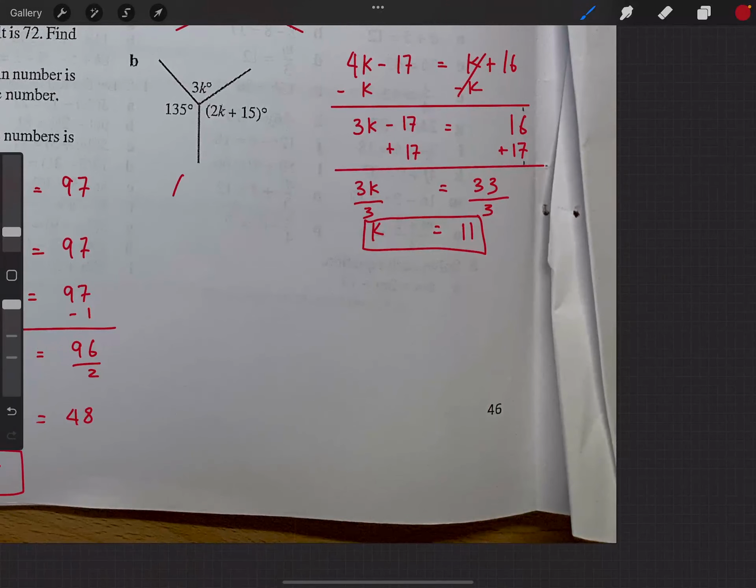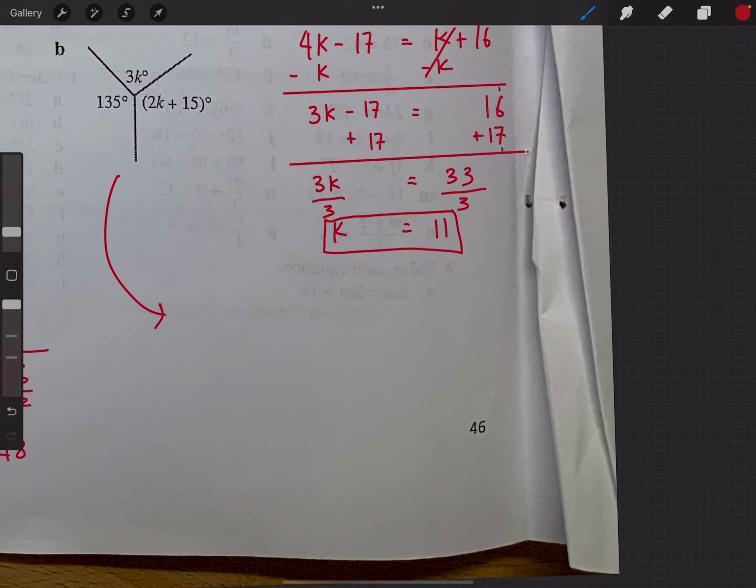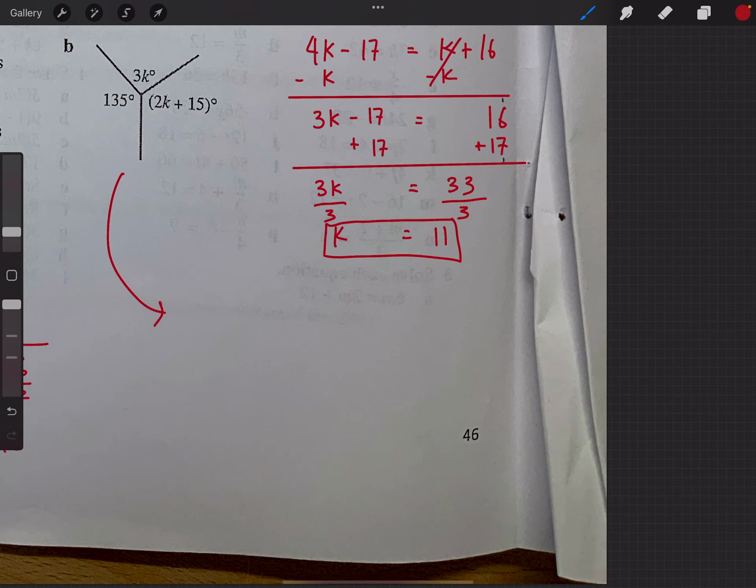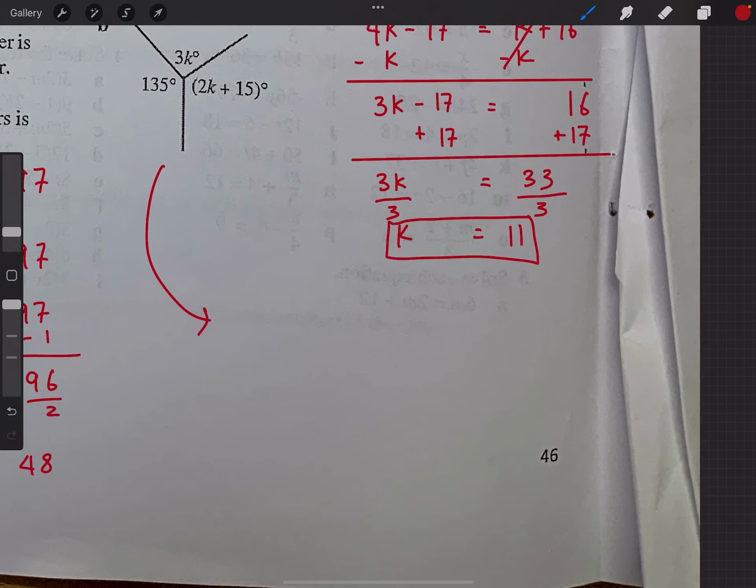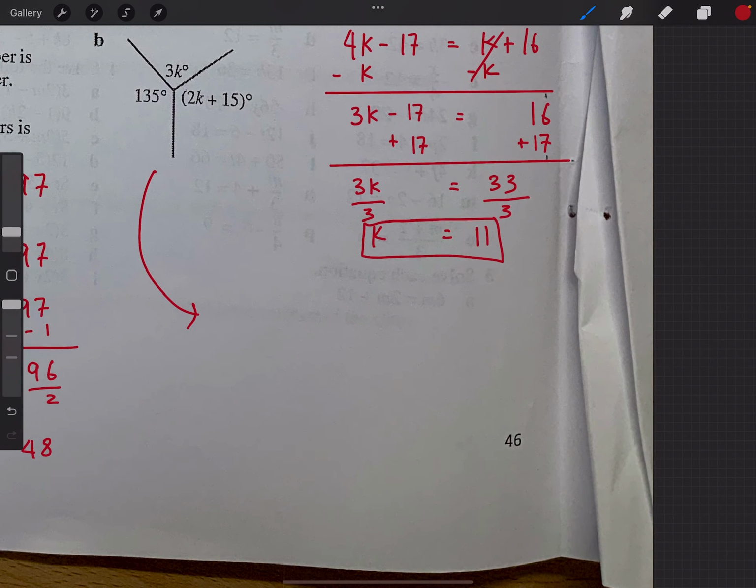Okay, question B. Alright, how do we solve for k? We need to give it some sort of an association, okay? So it has to equal something. Something has to add up or subtract, or something has to occur. So I could see here that these three angles, if we add them all up, we're going to get a full revolution, which is 360 degrees.